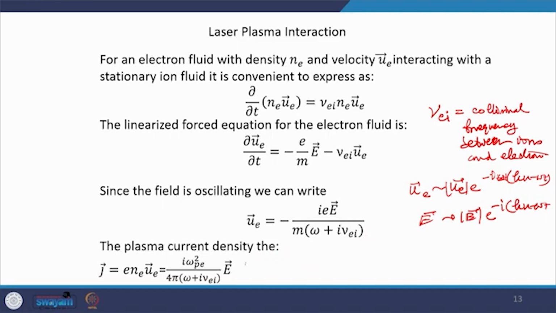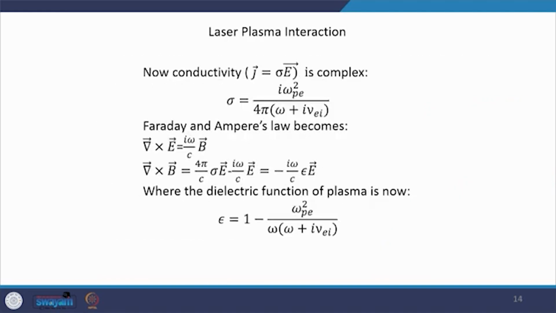current density one can get like this, and if we use the formula of Ohm's law, that is J equal to sigma E, then one can find the conductivity sigma here, which we have calculated. So, sigma is the conductivity of the plasma, and by using this equation you can find what the conductivity of the plasma will be.